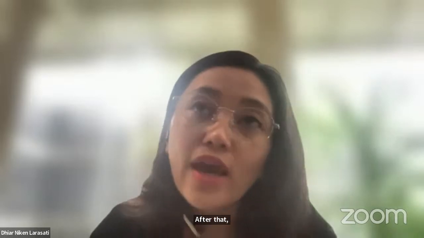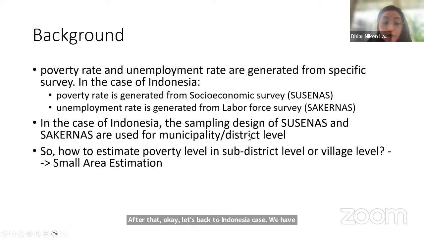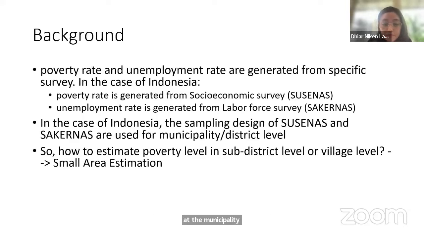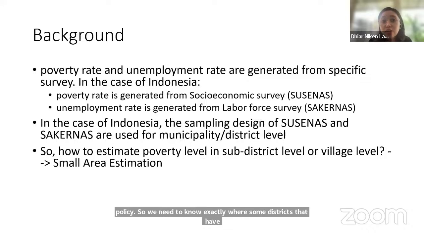Let's go back to the Indonesia case. We have the official statistics of poverty and unemployment rates at the municipality level, like I said before. However, we want to estimate the poverty and unemployment rates at a more granular level, let's say the sub-district level, because we want to know which specific sub-district in a particular municipality has a high poverty rate or high unemployment rate, in order to make a proper policy. So we need to know exactly which sub-districts have high poverty or high unemployment rates.